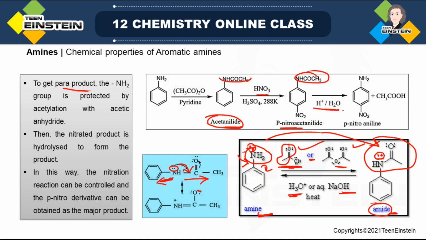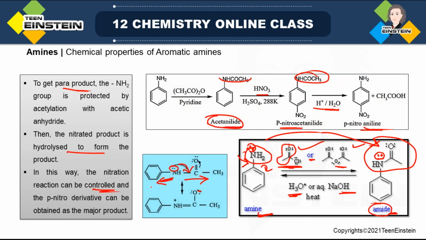So that is why we are using hydrolysis conditions. The nitrated product is hydrolyzed to form the actual product. That is, if your purpose is to get only para-nitroaniline, not any other, then we can use this method. So in this way, we are basically controlling the nitration reaction, isn't it? And so that it is our major product.